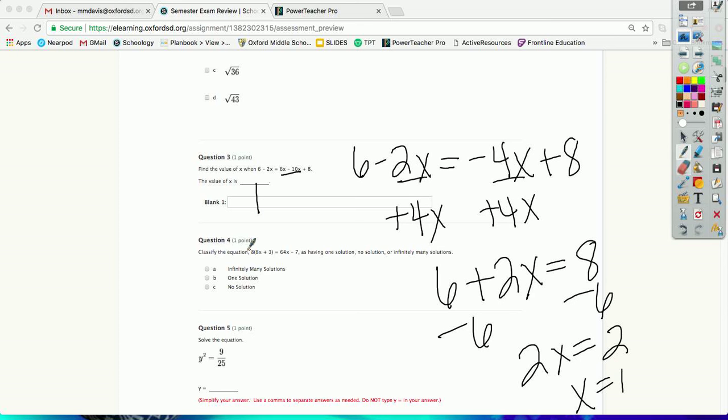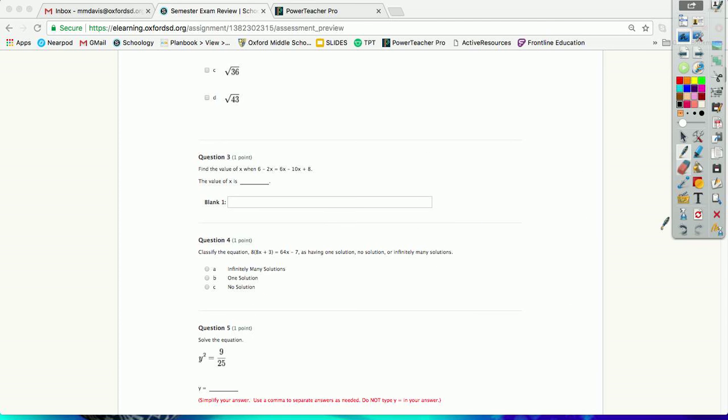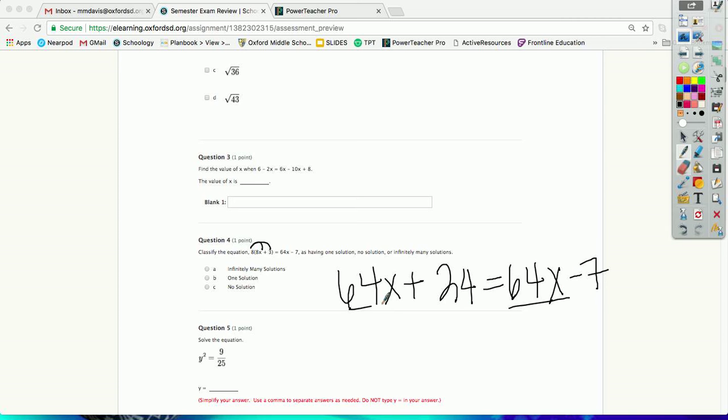Number 4, you need to classify the equation based upon the number of solutions. So this is technically a system, but it looks like just a regular equation. But you've got variables on both sides, and your first step is to distribute the 8. So you've got 64x plus 24 equals 64x minus 7. Well, already I can see I have the same coefficient, so those will go away, and I'll be left with 24 equals negative 7, which is false, which means no solutions.